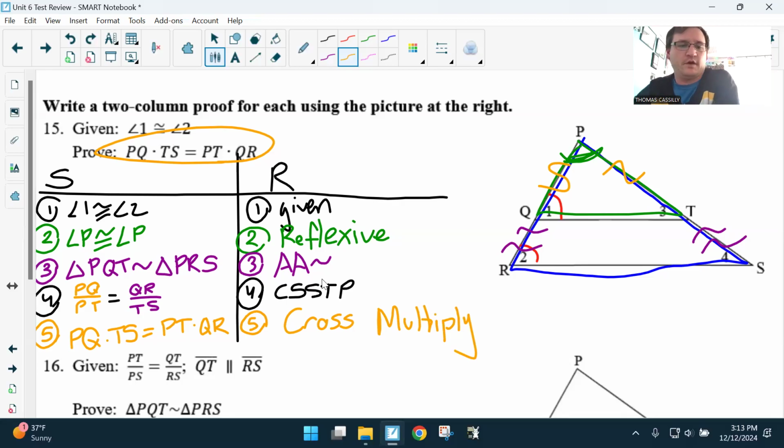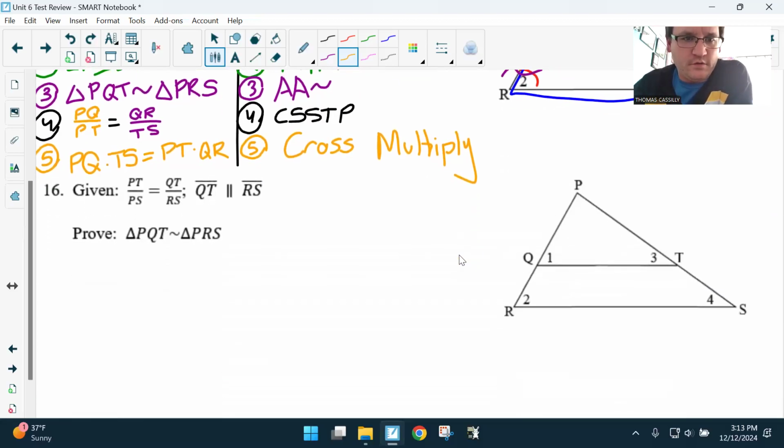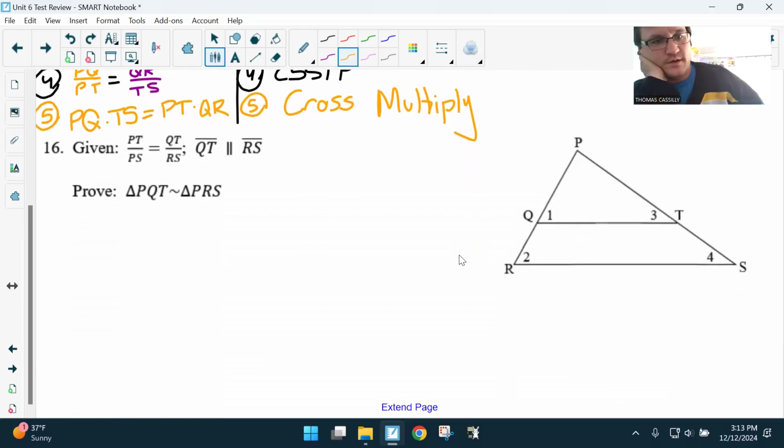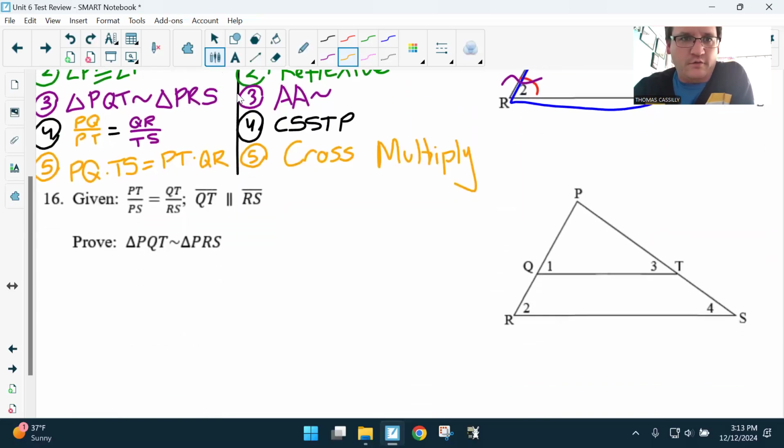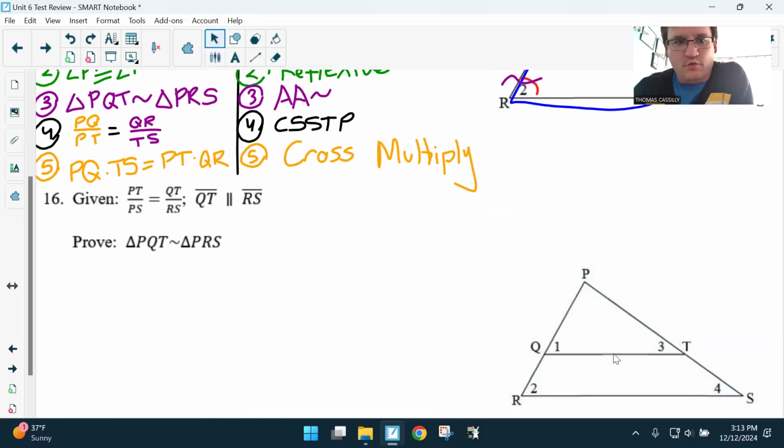All right. I got one more proof for you, and then we're going to call it a day. Now, I think the directions say use the picture directly. I just copied the picture down. All right, so same exact picture. I just wanted more room.